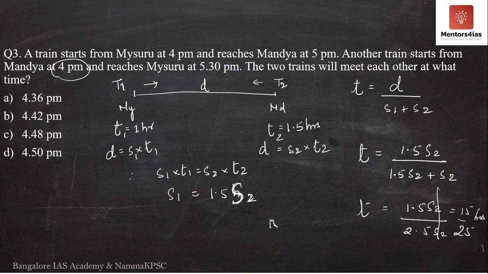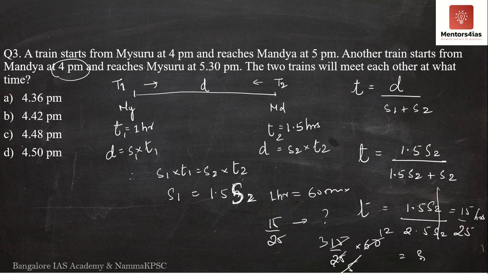Now, we know that 15 by 25. Okay, how do we convert it into minutes? See, 1 hour is nothing but 60 minutes. Therefore, 15 by 25 is how many minutes? This is nothing but 15 by 25 into 60. So we have 5 5s are 25, 5 12s are 60, 5 3s are 15, 12 3s are nothing but 36 minutes. Meaning what? After the trains leave at 4 p.m., they will take 36 minutes to meet each other.